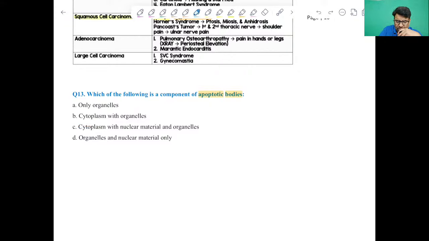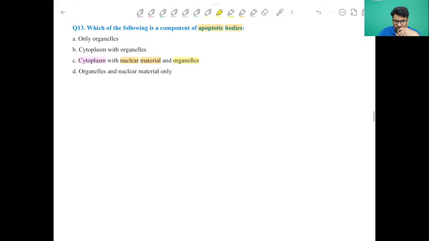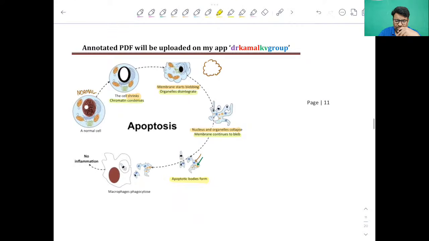having cytoplasm, right, which is covered by a membrane, and there are products of nuclear disintegration and cellular disintegration. So this is the component of apoptotic bodies. So cytoplasm, nuclear material degradation product, and cellular disintegration product. So these are the apoptotic bodies here.